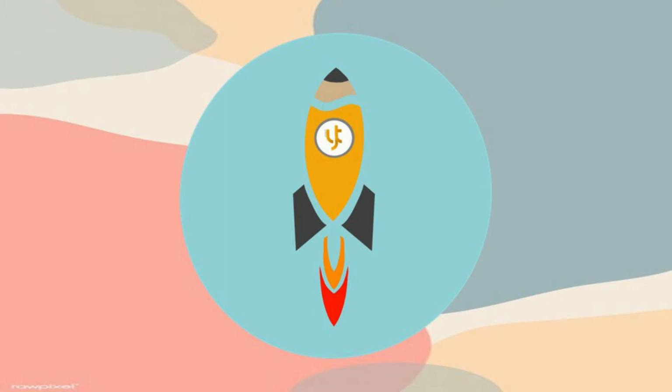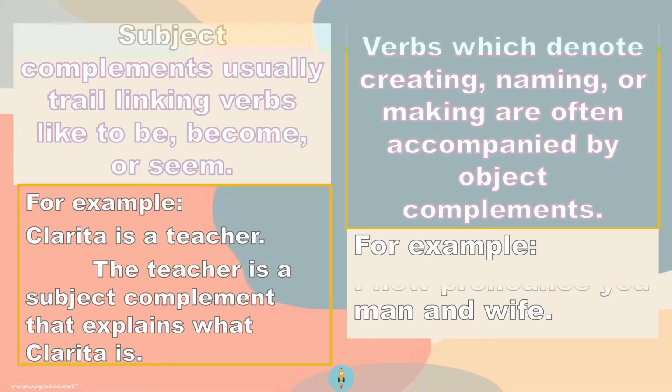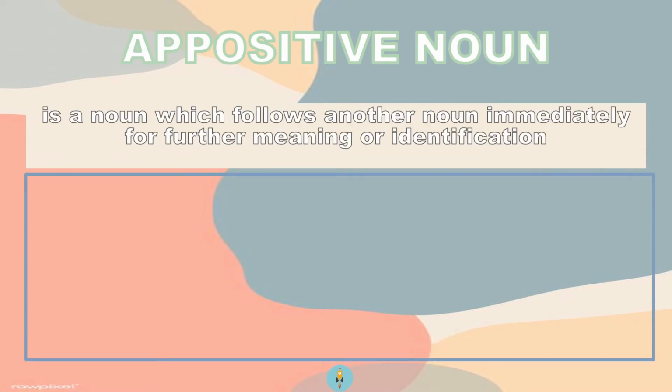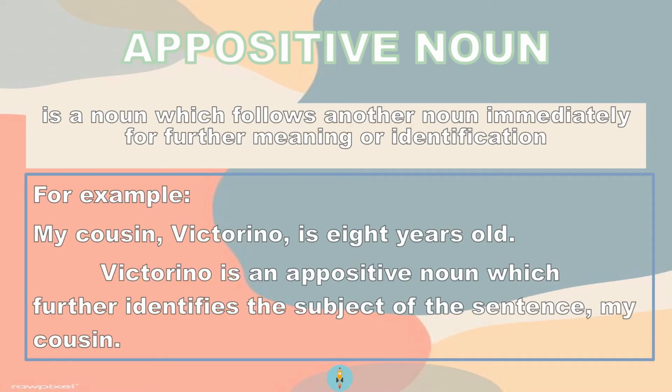Another type of nouns are appositive nouns. An appositive noun is a noun which follows another noun immediately for further meaning or identification.